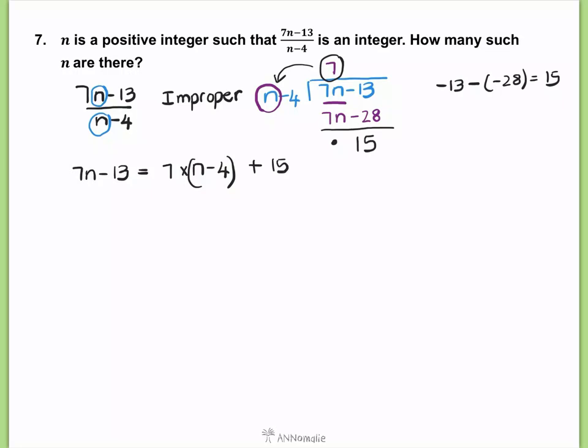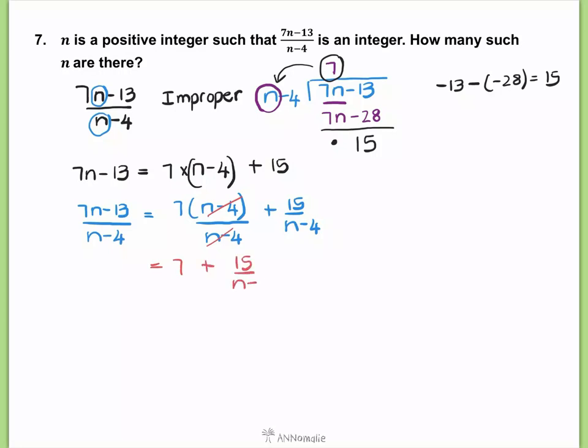Alternatively, I can now rewrite this fraction, 7n minus 13 divided by n minus 4, as 7 times (n minus 4) divided by (n minus 4) plus 15 over n minus 4. This results in an integer, 7, plus 15 over n minus 4. So this part is now an integer. All I need to ensure is that this will also have an integer value within the constraints.